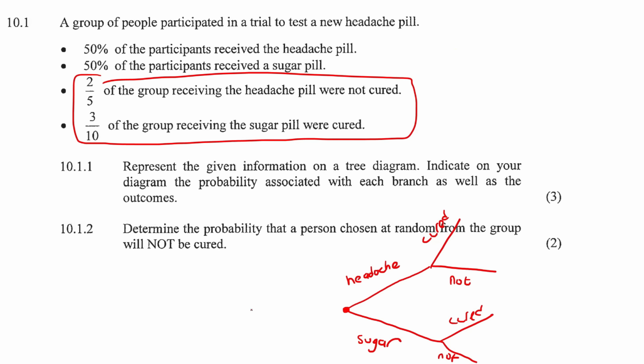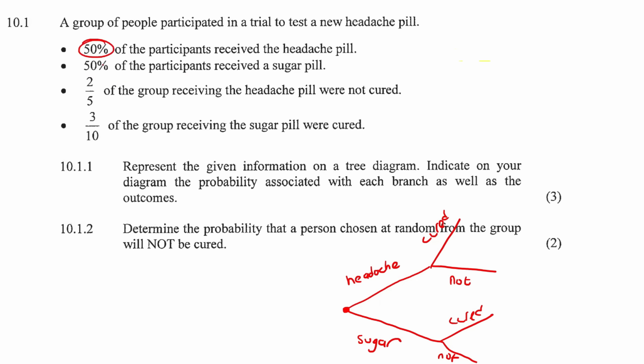So for example, if I go this way, that would be people who took a sugar pill and they were cured. If, for example, I go this way, this would be all the people who took a headache pill and they were cured, for example. So we know that it was a 50% sugar, 50% headache. So I'm going to say 1 over 2. Let's draw that a bit nicer. 1 over 2 and 1 over 2.